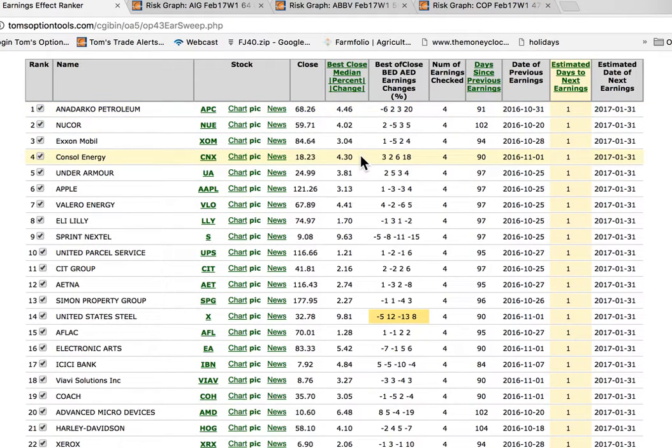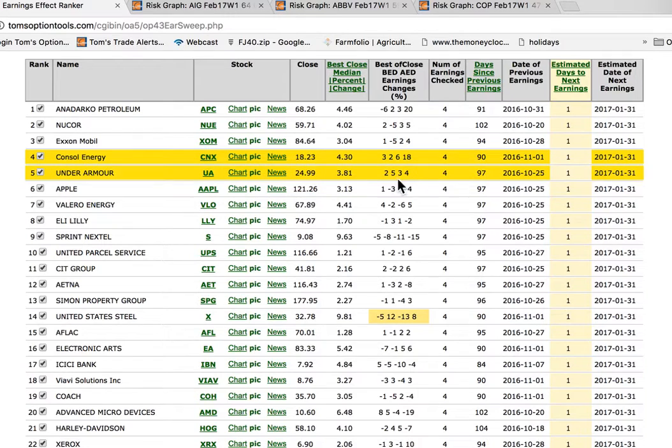Now, take a look here. Here's Consol Energy. It moves 4.30%, but notice every quarter for the last 4 quarters, it's moved up prior to earnings. So that may be a good bullish opportunity to go in before the earnings announcement. Here's another one, Under Armour. Again, 3.81% on average, but the last 4 quarters, 2%, 5%, 3%, 4% before the earnings announcement.